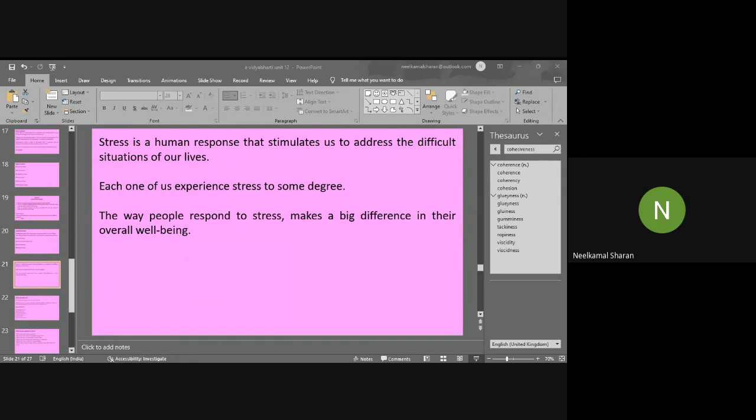You reacted to that difficult situation, and in that case, your mind became active. So it is very important for our mental well-being. Stress is a human response that stimulates us to address the difficult situations of our lives, and each one of us experiences stress to some degree, isn't it? The way people respond to stress makes a big difference in their overall well-being.